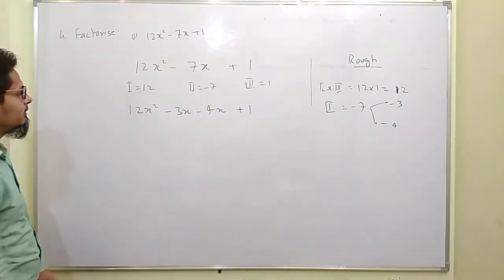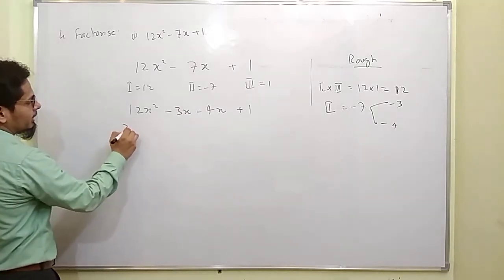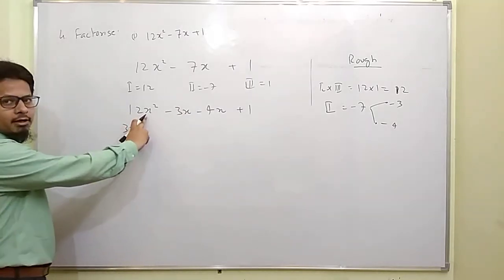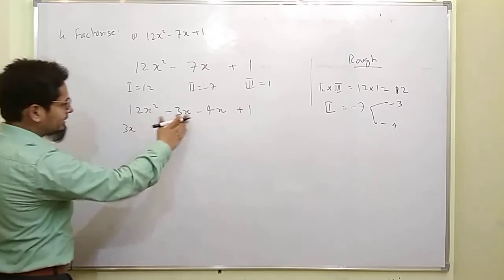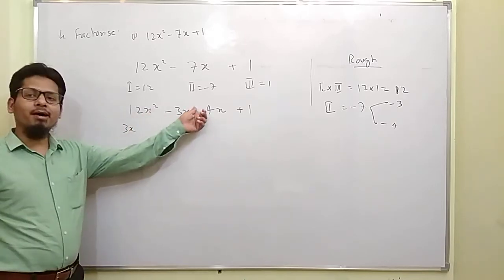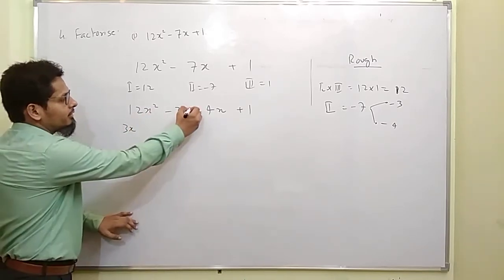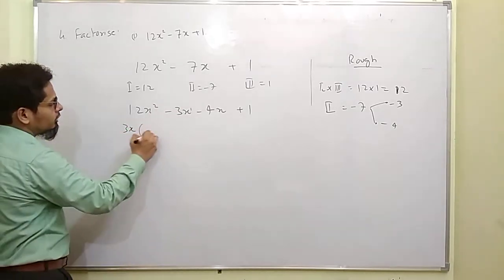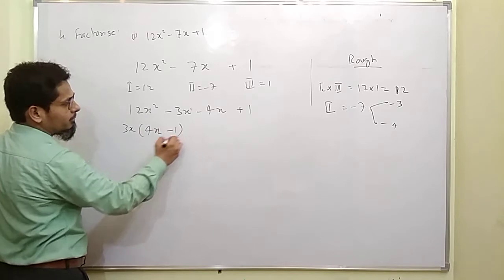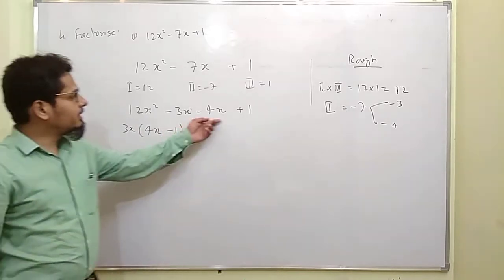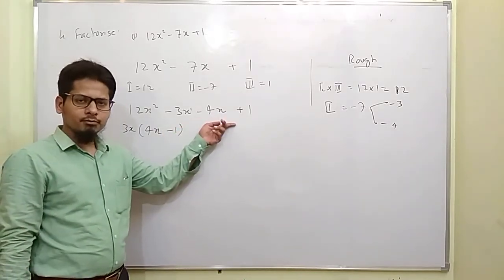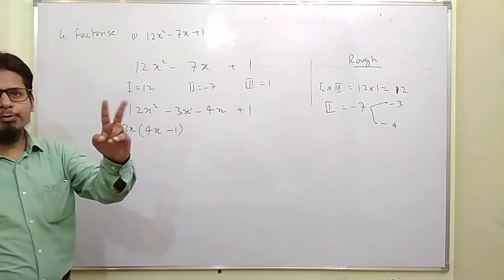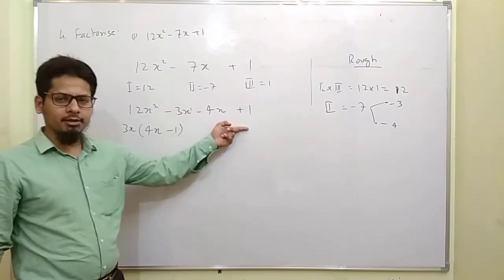Now take out the factors. We can take 3x common. 3 is also there, and always take common with the least power of x. Here the power is 1, here the power is 2, so we take x to the power 1. So here 4 and 1 will be there. There are 4 terms in total, so 2 pairs will be formed: first pair, second pair.